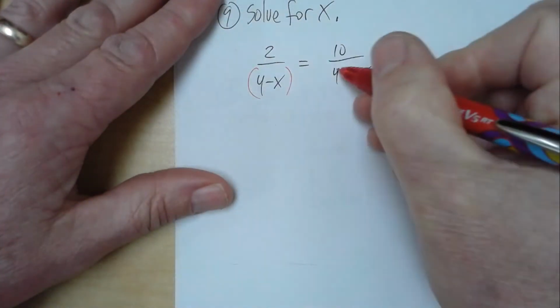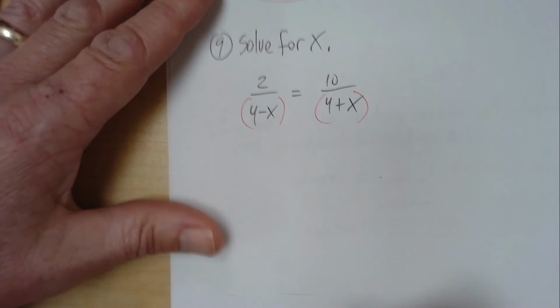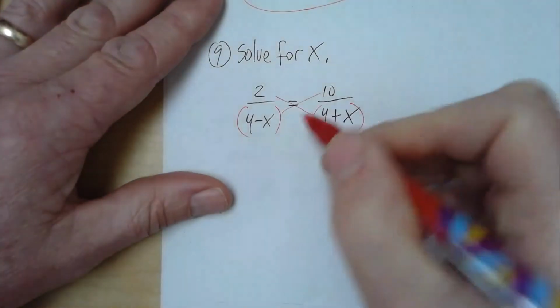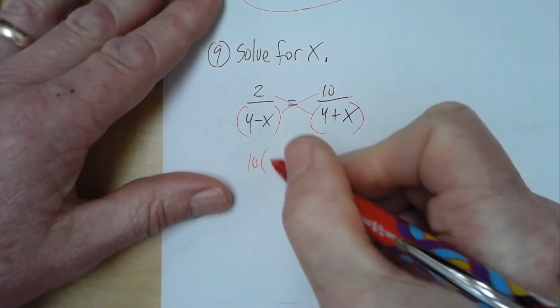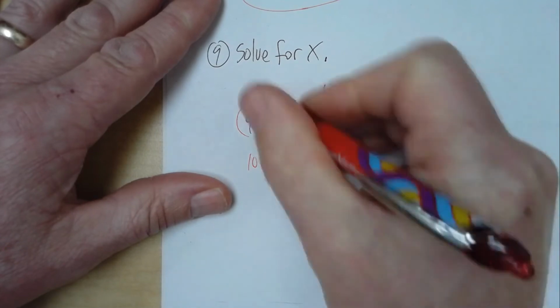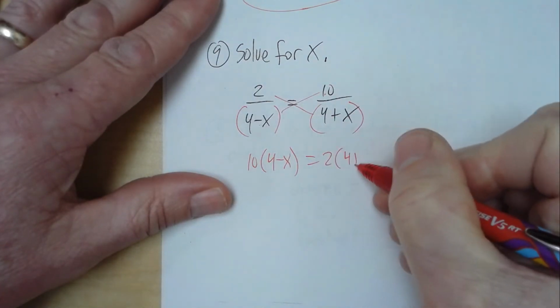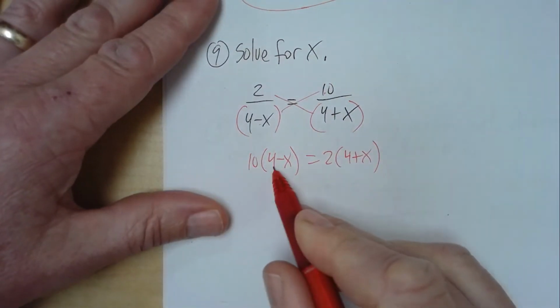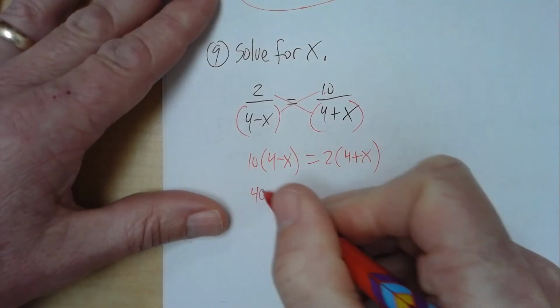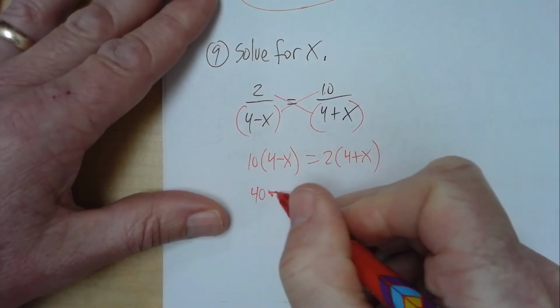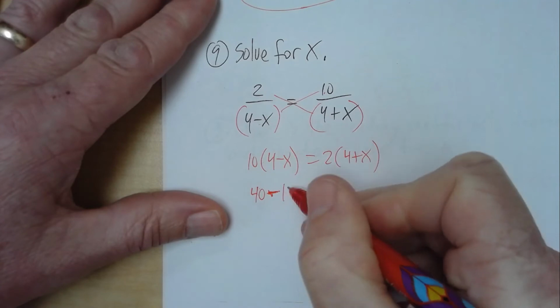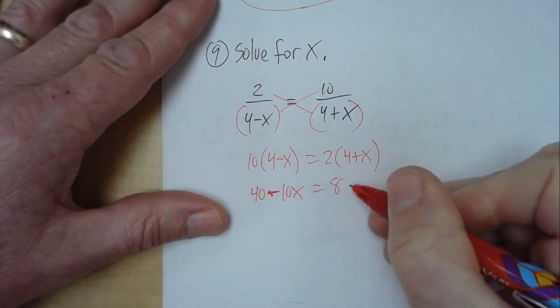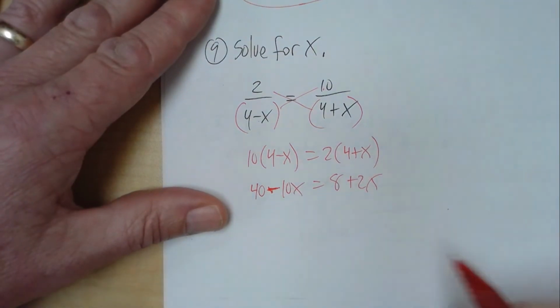Okay, we love our binomials, so we hug them. So we put them in parentheses, and then we cross multiply. 10 times this would be 10. 2 times this. Distribute. 40 minus 10x is equal to 8 plus 2x.